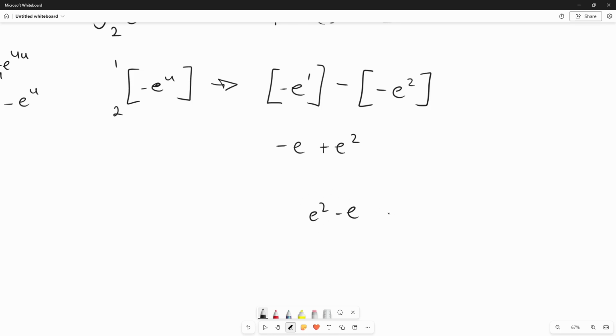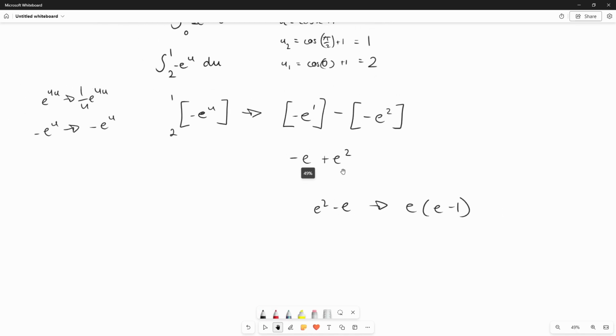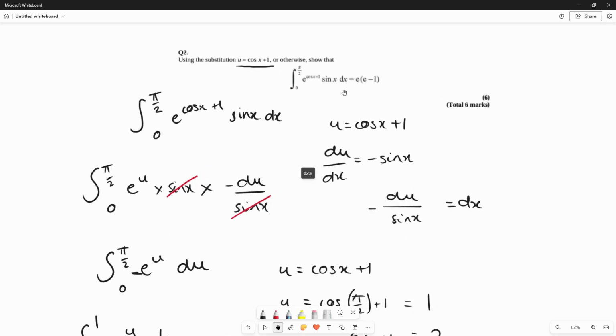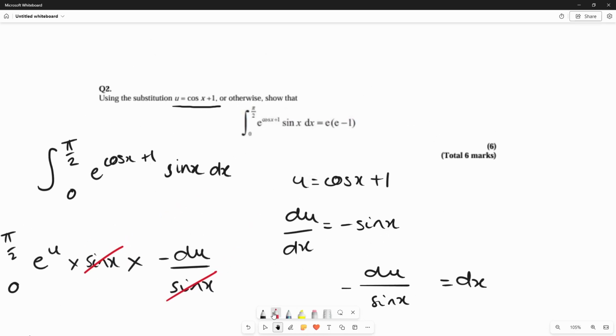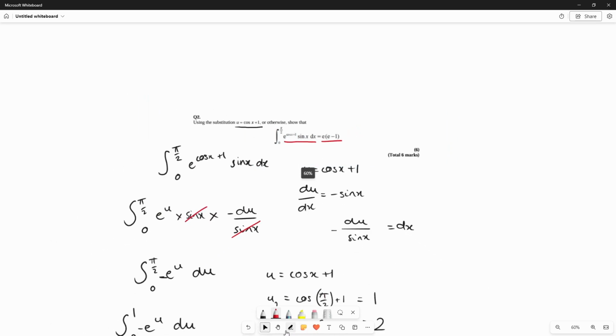That's the answer to the integral, but you can simplify that and factorize out e, and we'll get e minus 1. And that we have successfully shown that this equals this, because our answer is the same.